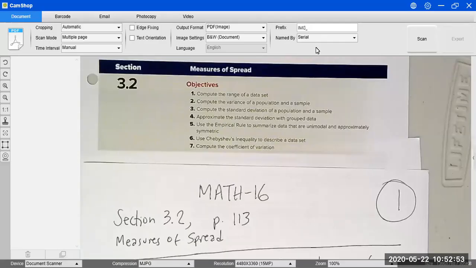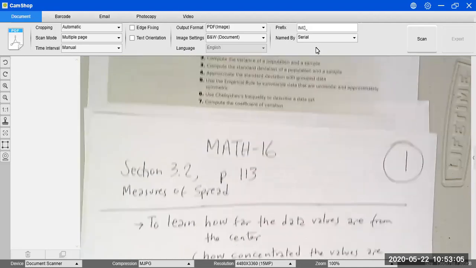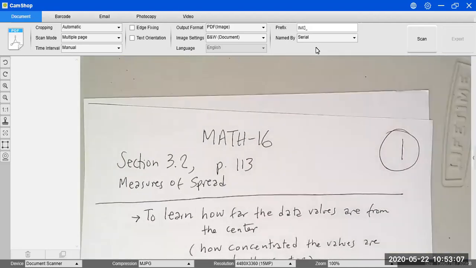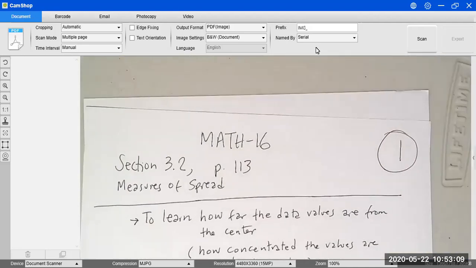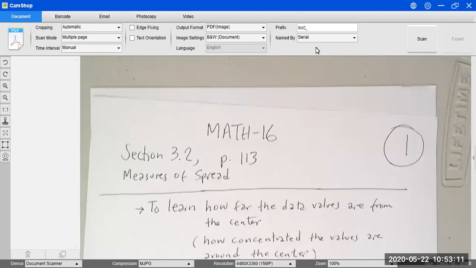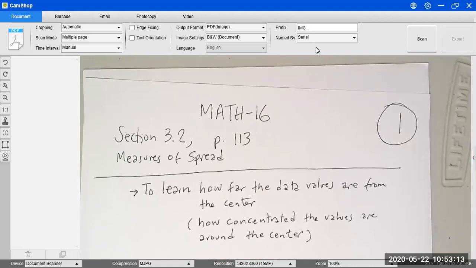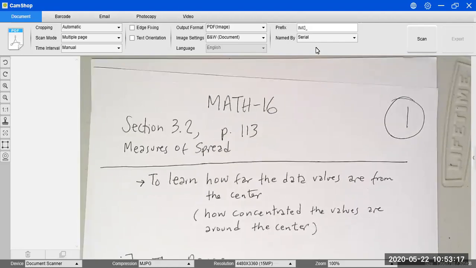We start now section 3.2 on page 113. It's about measures of spread, or we can say measures of dispersion or measures of variability. These measures are just for us to learn how far the data values are from the center or how concentrated the values are around the center. So this is what we want to know now.